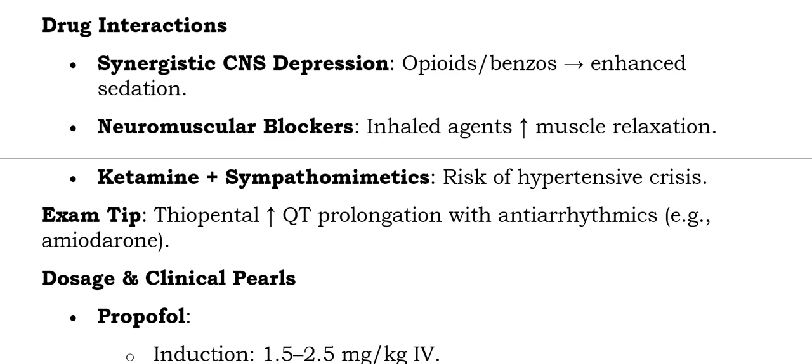And an important exam tip mentioned, thiopental can prolong the QT interval on an ECG. If given with other QT prolonging drugs, like the antiarrhythmic amiodarone, there's an increased risk of serious heart rhythm problems. Always check that medication list. Good tip. Let's get practical with some numbers now, dosages, and a few more pearls. Okay, specific ranges are helpful guides, so always tailor to the patient.